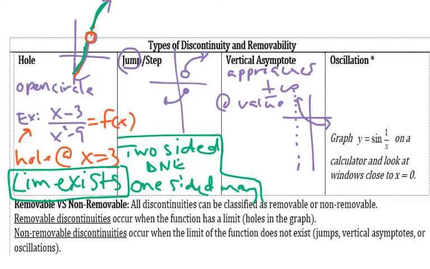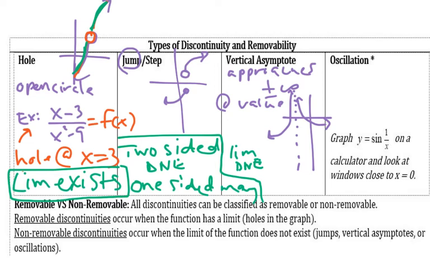Asymptote is probably the one you're the most familiar with. If a function is approaching some vertical line that it's never actually going to touch, but it's getting closer and closer and closer, that is a type of discontinuity in the sense that if the function continues to do something else on the other side of the asymptote, it is creating a break in the function.